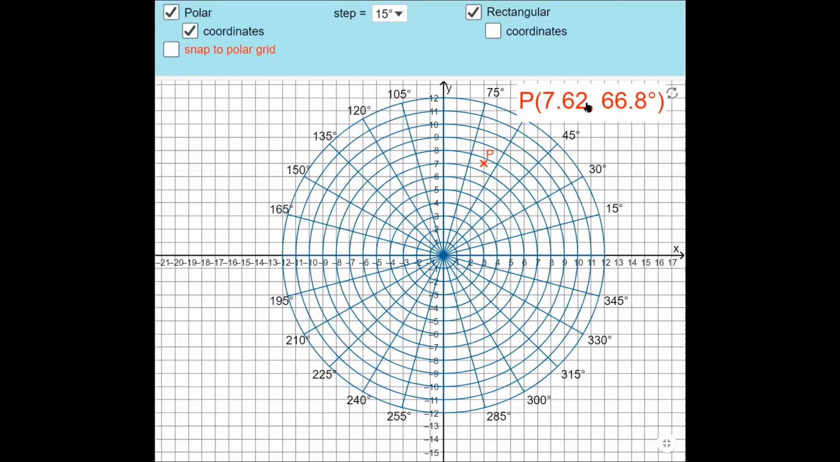This is the relation: r is equal to root of x square plus y square and theta is equal to tan inverse y by x. Okay, so we can interchange the coordinate from Cartesian to polar and polar to Cartesian. Is it clear?